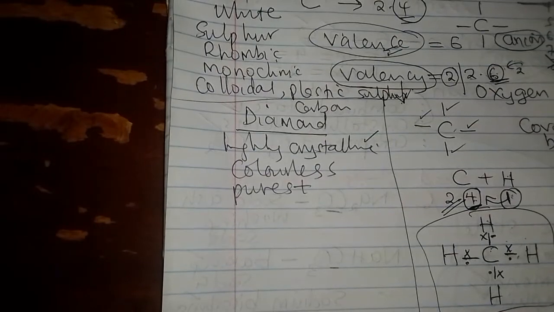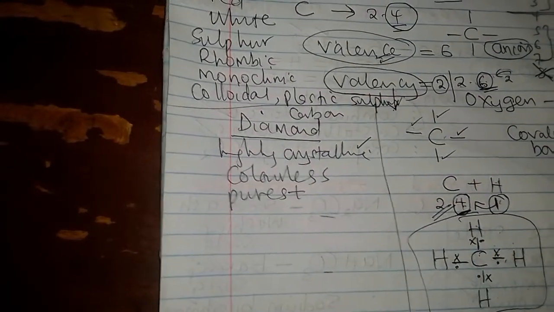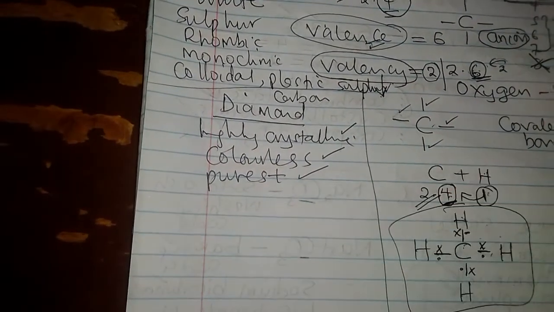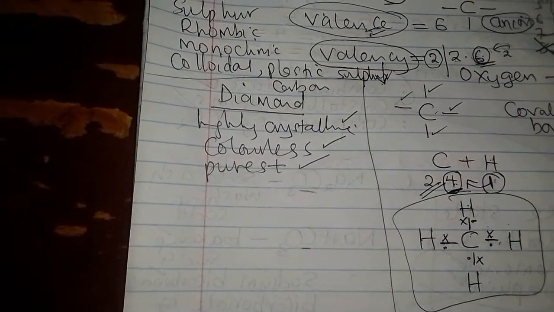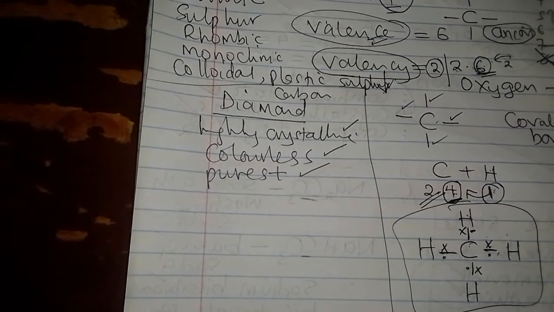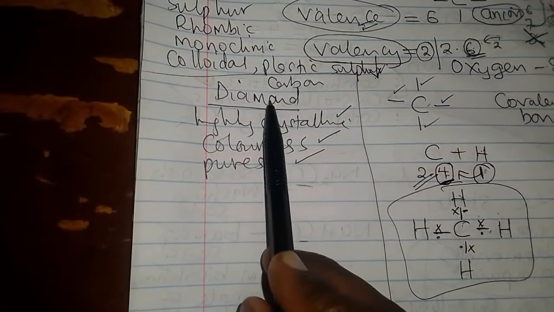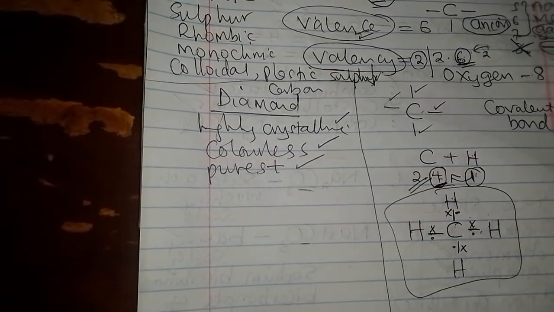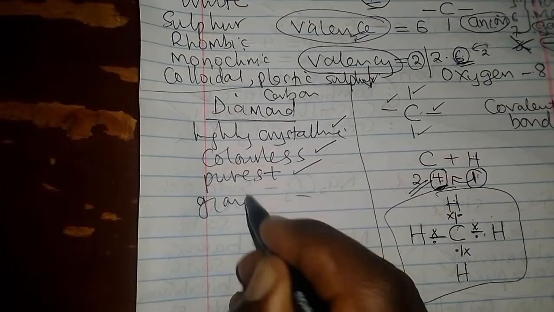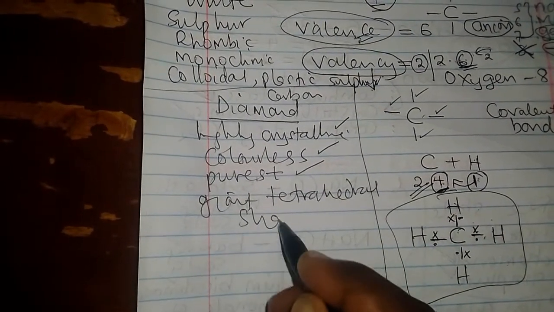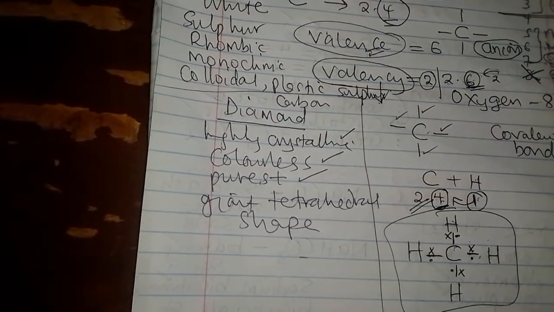And that means in this case, it looks so colorless and very purest. We have said we have what we call the amorphous carbon. Amorphous carbon is the form of carbon with no shape, the non-crystalline. But the non-amorphous carbon or the crystalline carbon should have a shape which is regular. So this diamond is highly crystalline, it is colorless, it is the purest form of carbon. And in this case, it is what we call a giant tetrahedral shape, because it's crystalline or non-amorphous. So it has what we call a giant tetrahedral shape.